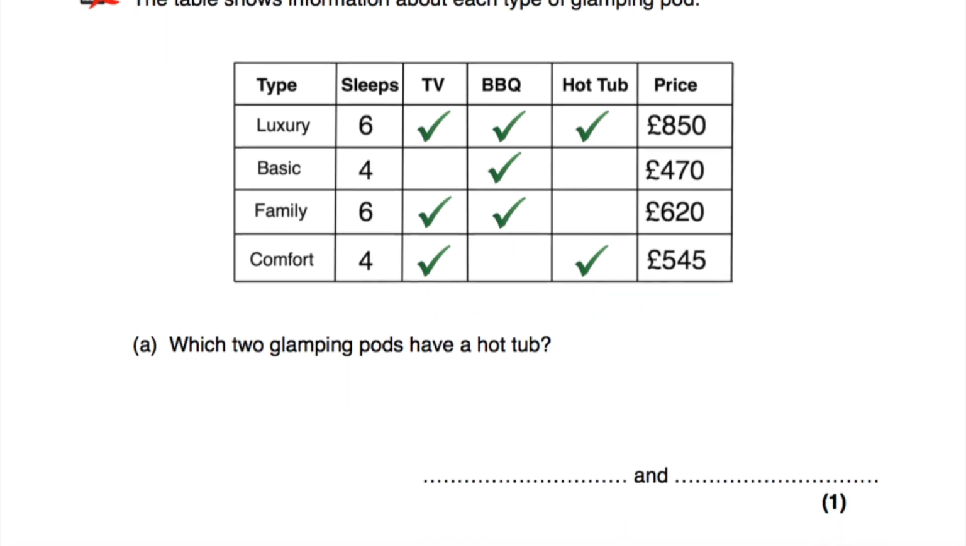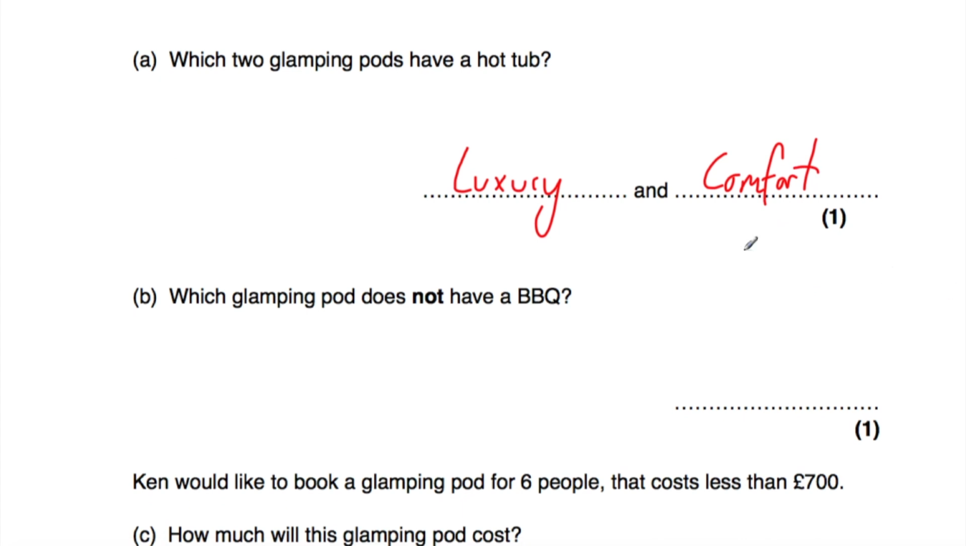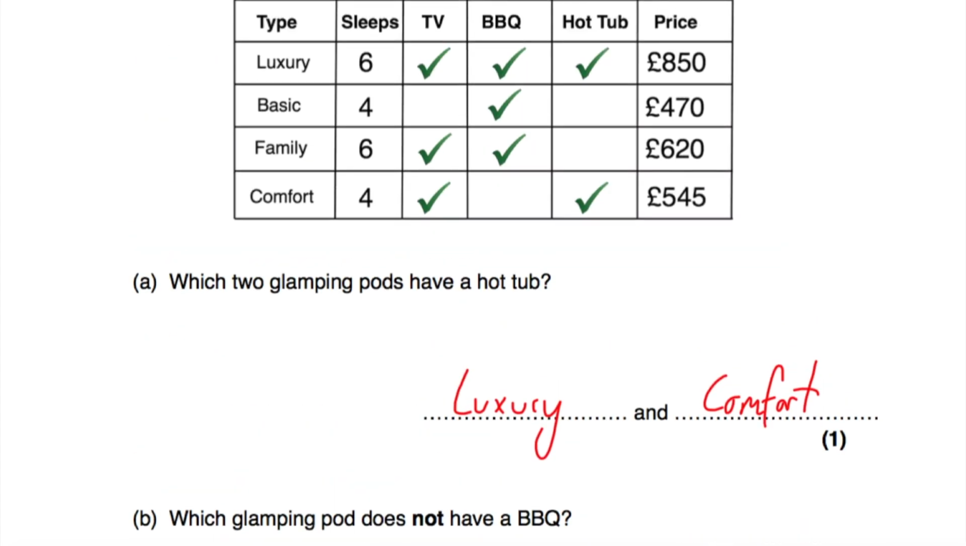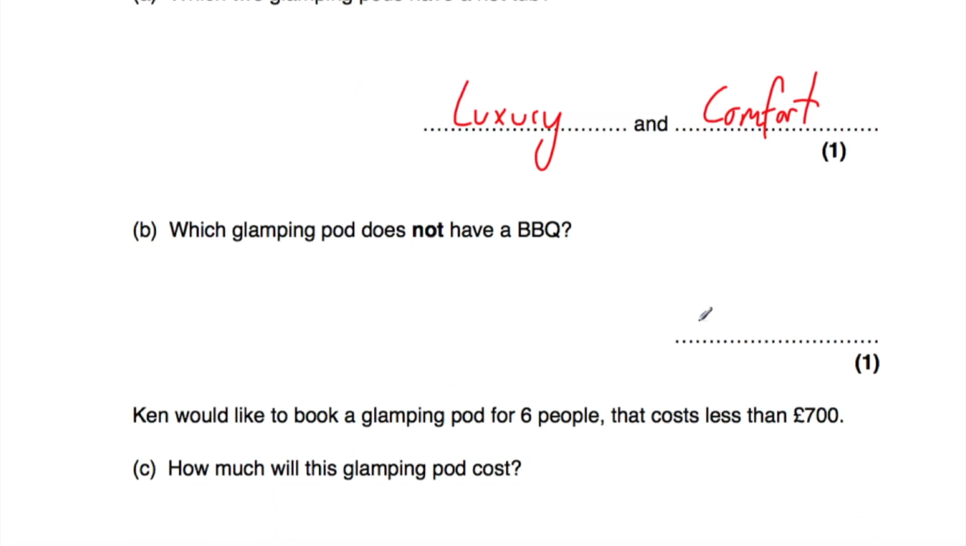And part A says which 2 glamping pods have a hot tub. So a hot tub, we have got the luxury has got a hot tub, and the comfort. So let's write that down, luxury and comfort. Okay, let's have a look at part B. So part B says which glamping pod does not have a barbecue. So if we go back up, we can see that the luxury, basic and family all do have barbecues. And the only one that does not have a barbecue is the comfort glamping pod. So the answer would be the comfort one.